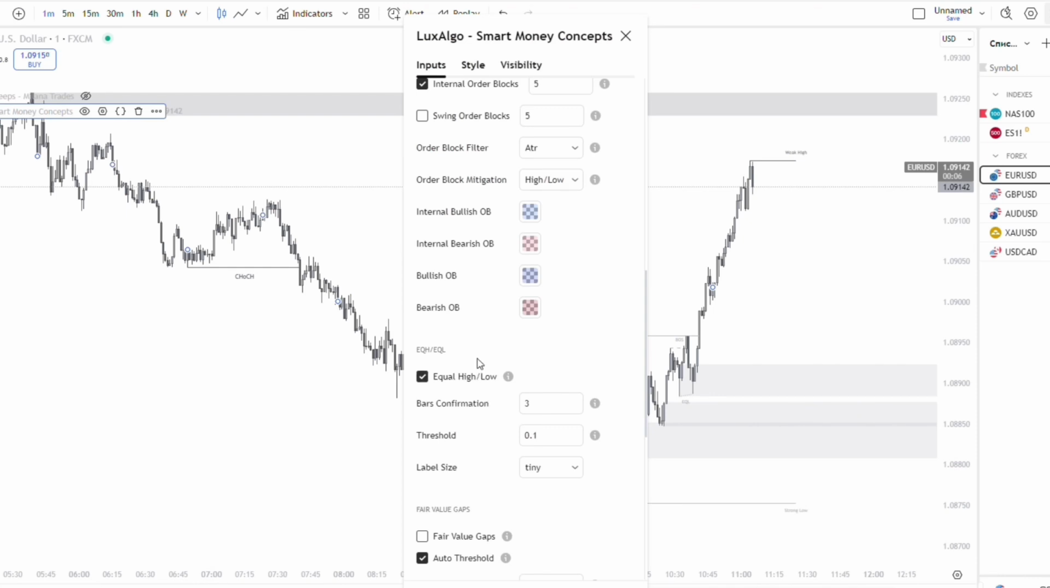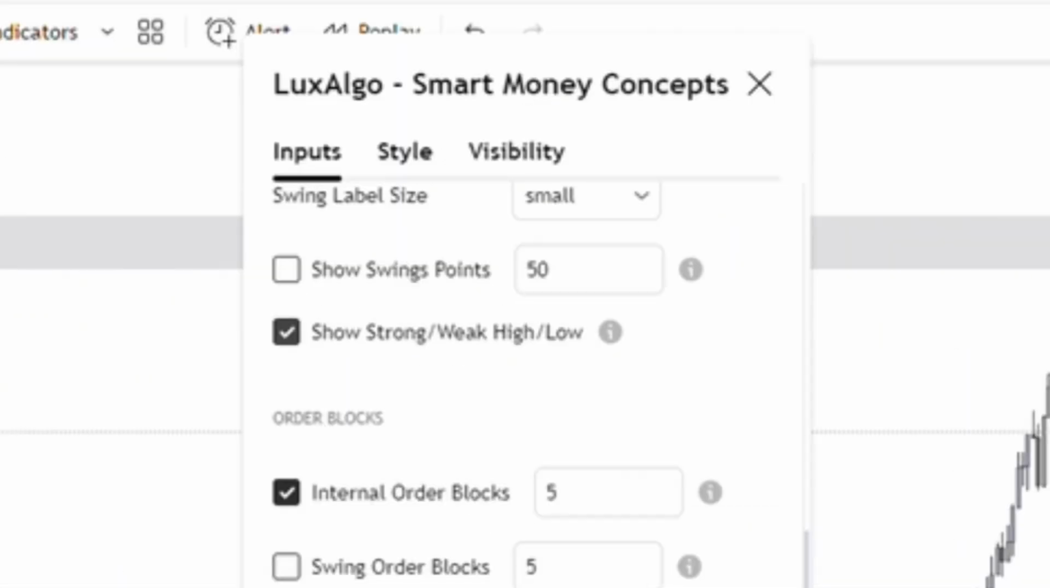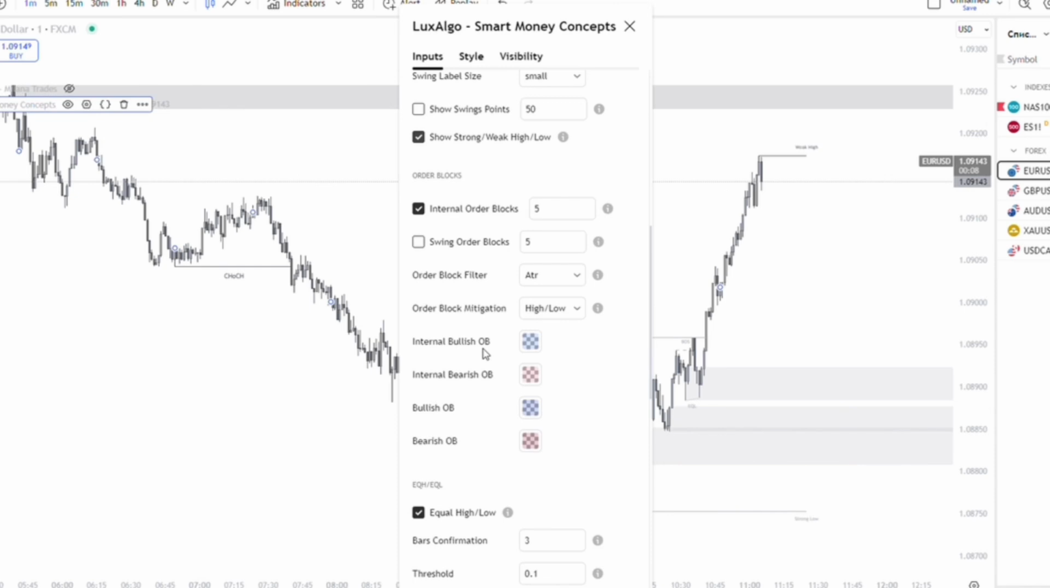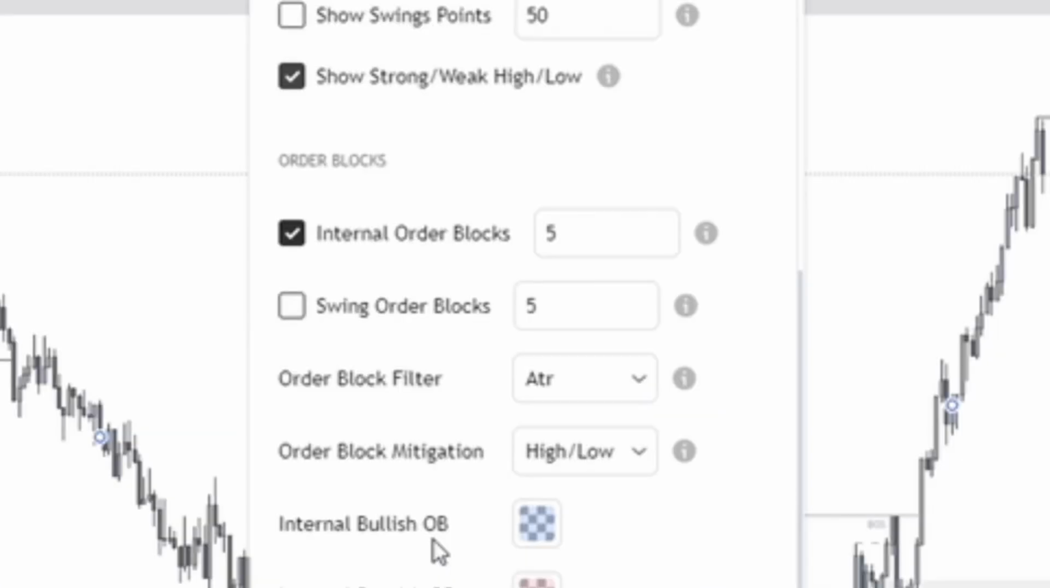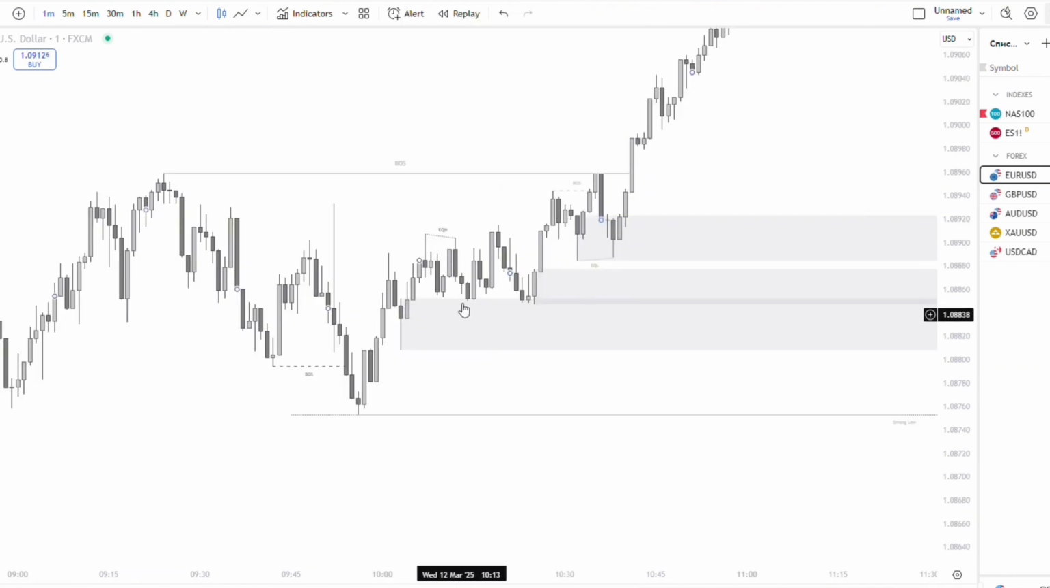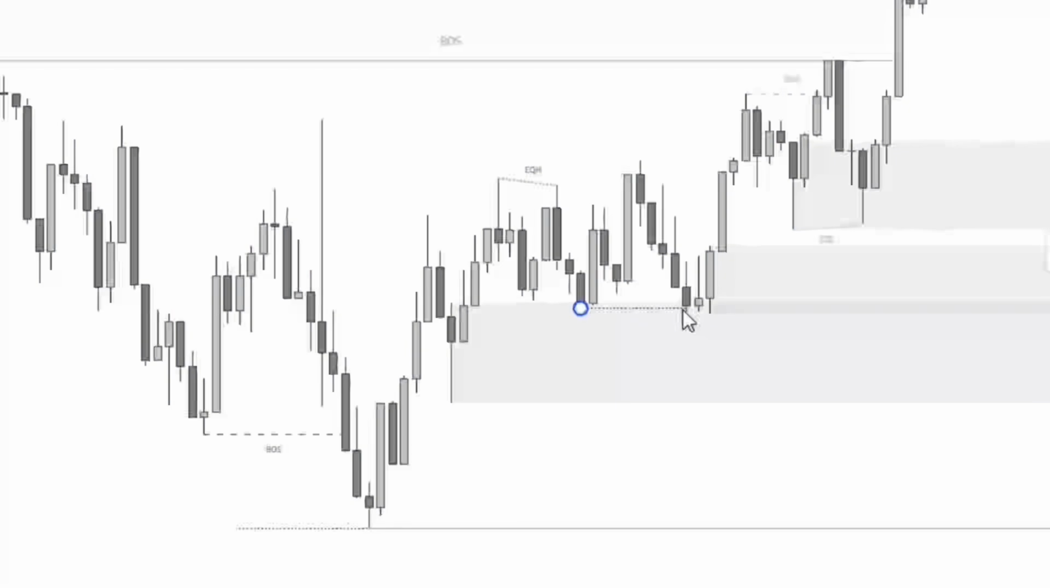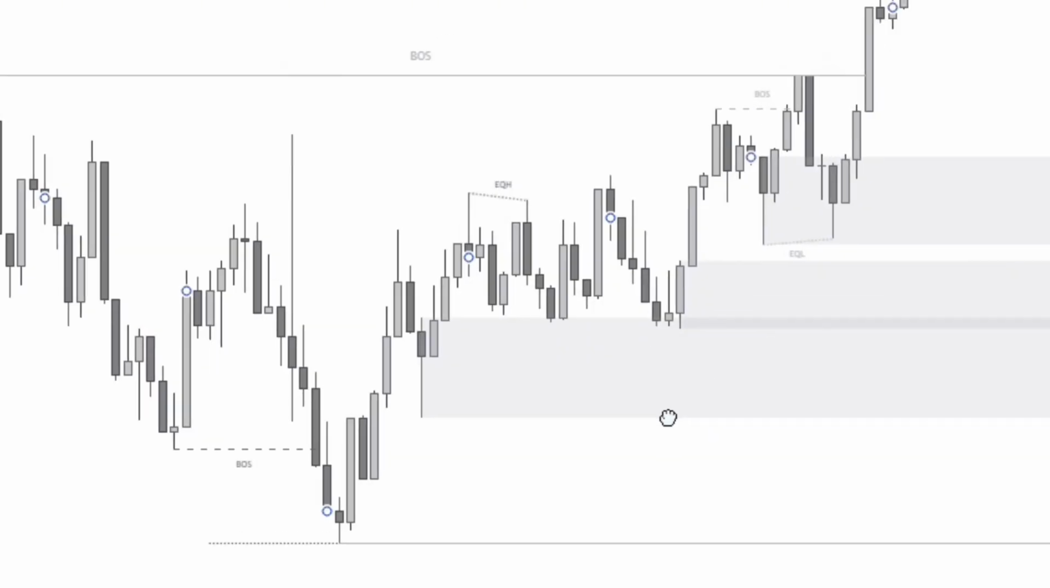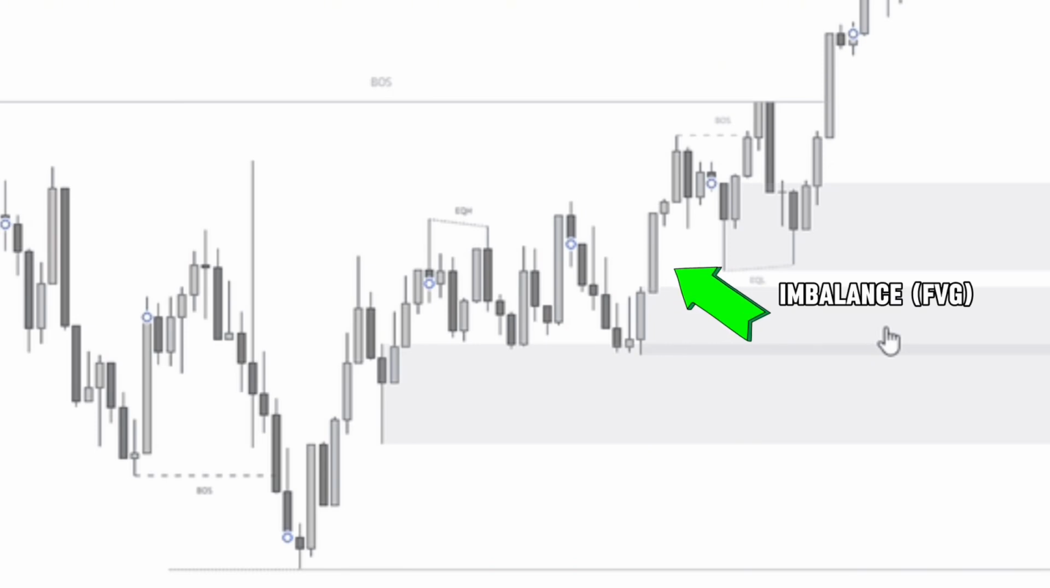Now let me show you some examples. This is the Lux Algo Smart Money Concept indicator. And if you open settings, you can notice two types of order block: swing order block and internal order block. And now let's look at what an internal order block looks like. As you can see, this order block is created inside the market structure after a sweep of liquidity. And after the sweep of liquidity, you can see how price creates an impulse move.